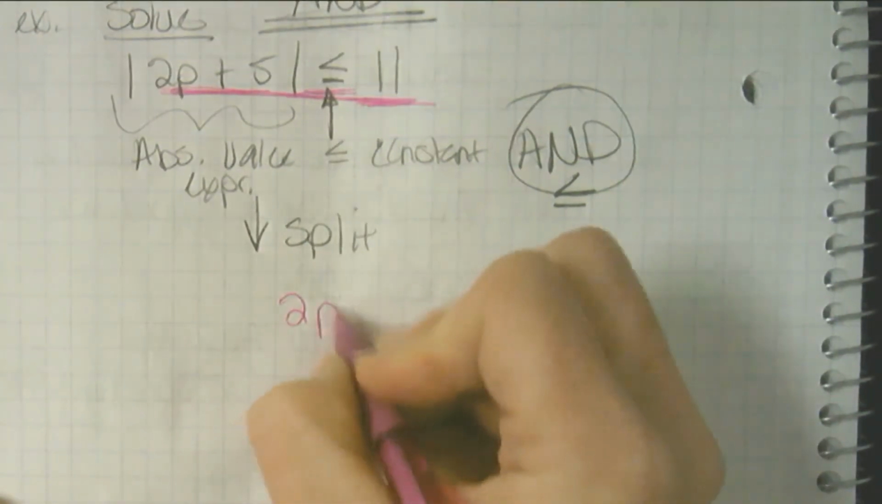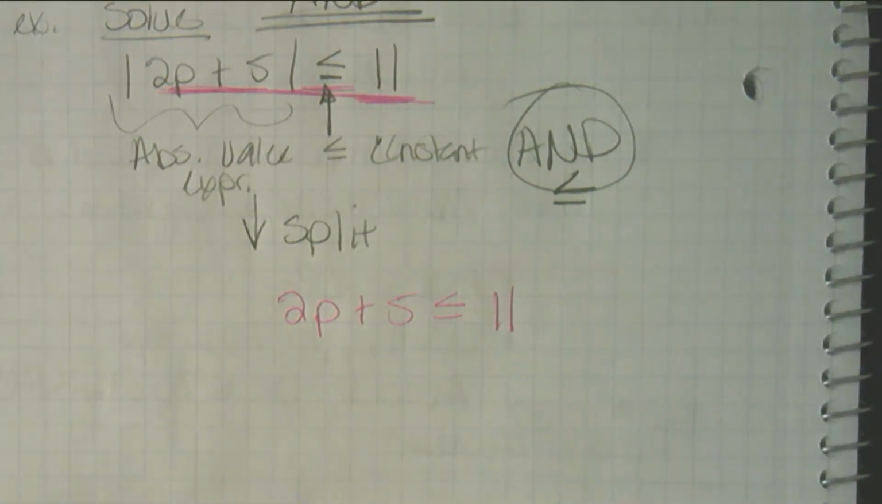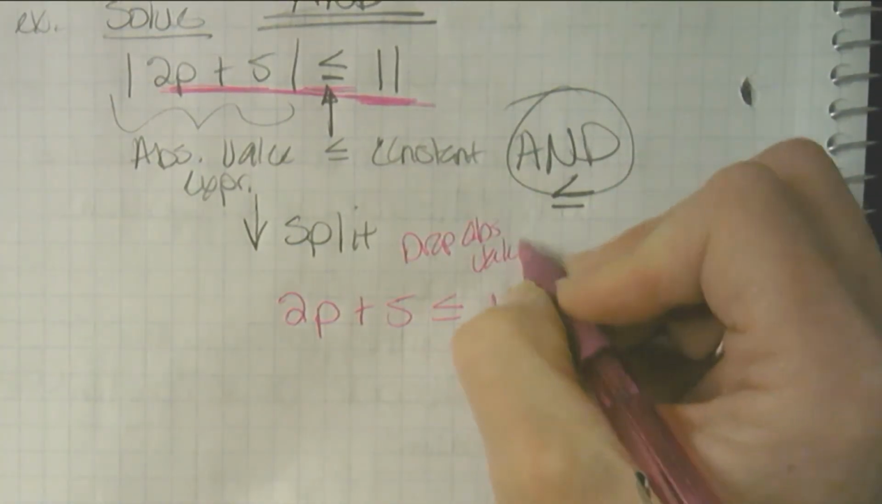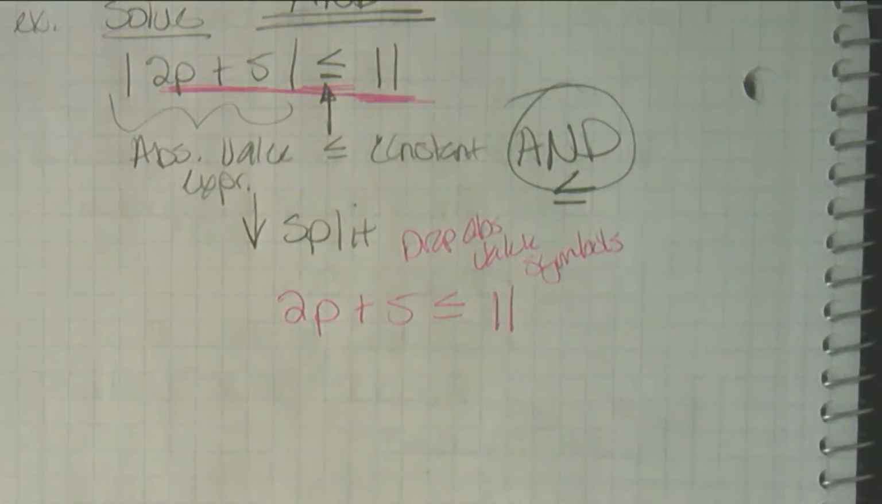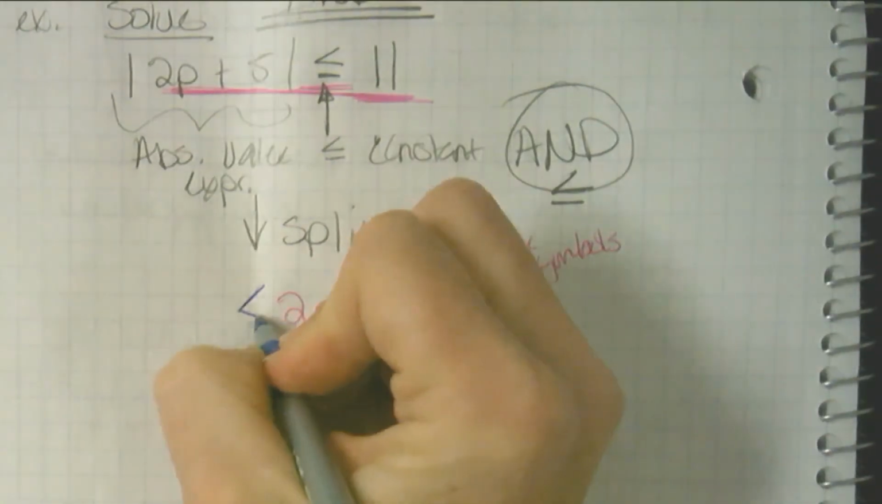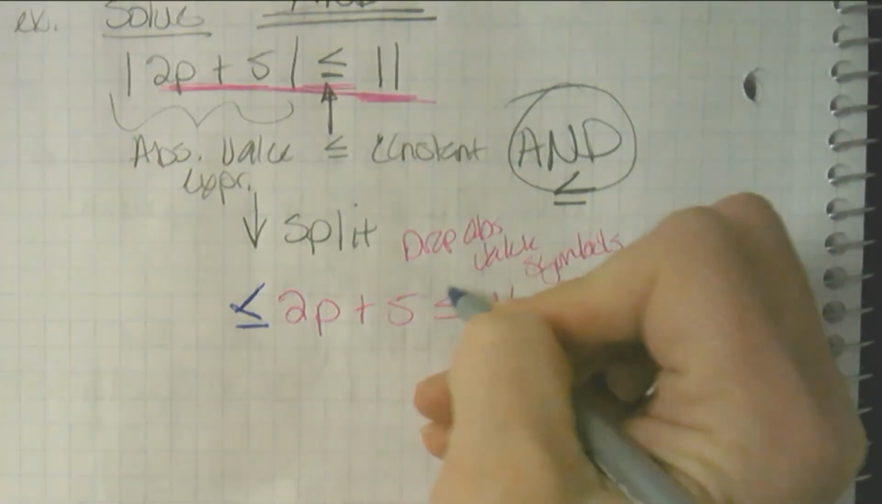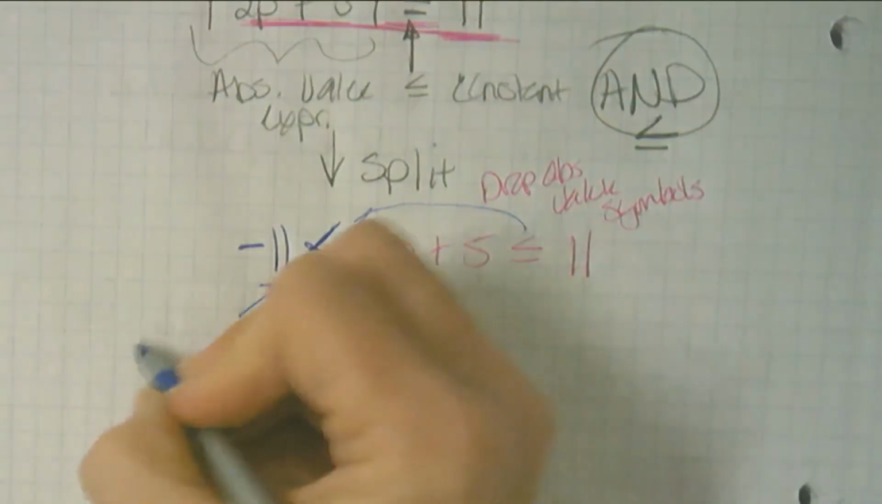So I have 2p plus 5 is less than or equal to 11. I rewrote that entire thing. We dropped the absolute value symbols. But then what we also do is on the other side we do exactly the same symbol again. So we put that symbol again right here, and then we do the negative of the constant.